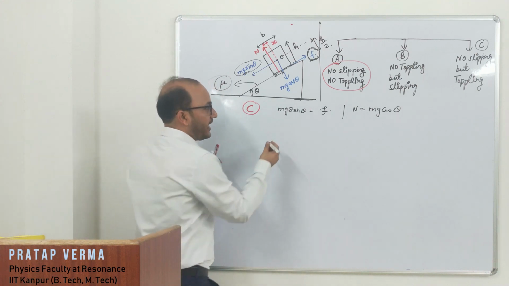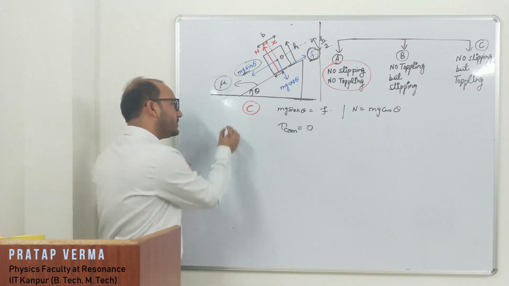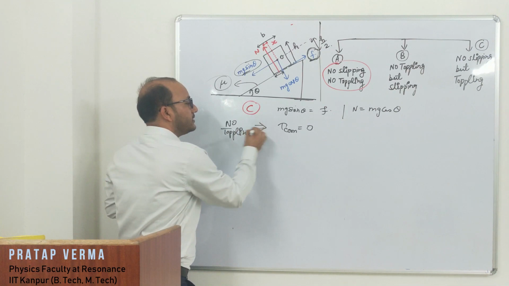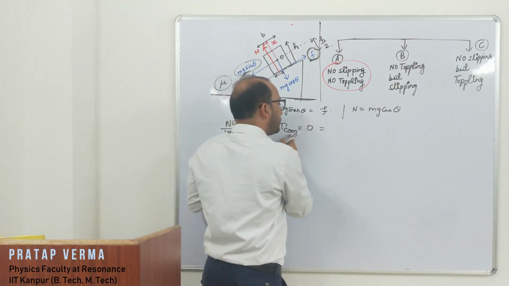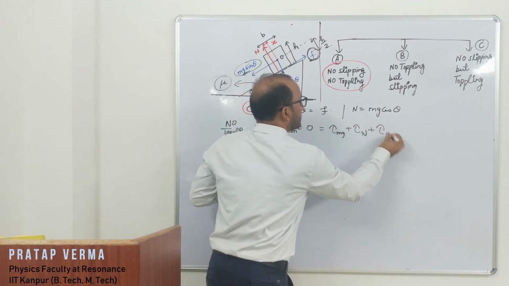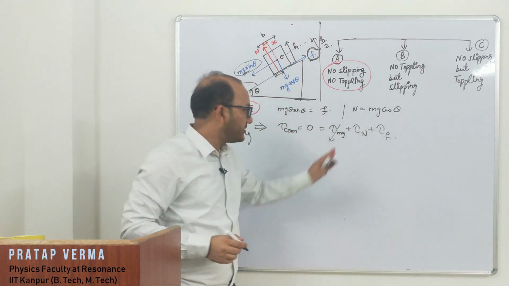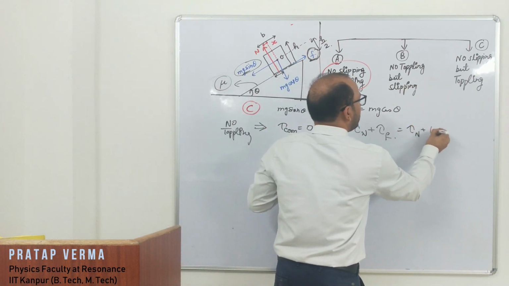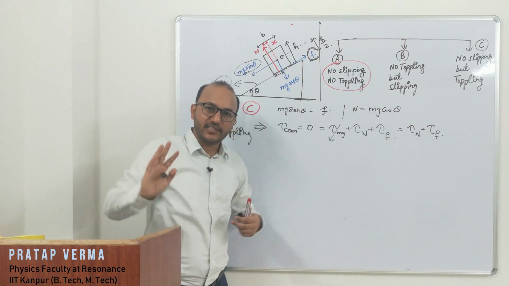So if there is no toppling, the torque about the center of mass will essentially be zero. No toppling will mean the torque about the center of mass is zero. But then we know total torque is equal to the torque because of weight, the torque because of normal reaction, and the torque because of friction. Again we know weight is passing through the center of mass, so there is no torque because of that. So the total torque is only because of normal reaction and friction. Till here the argument basically goes in the very same manner.